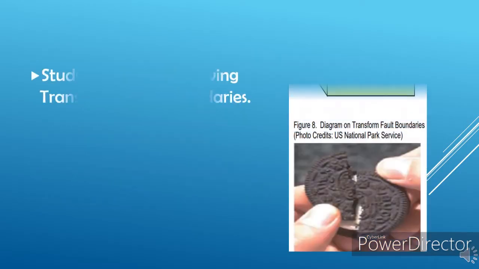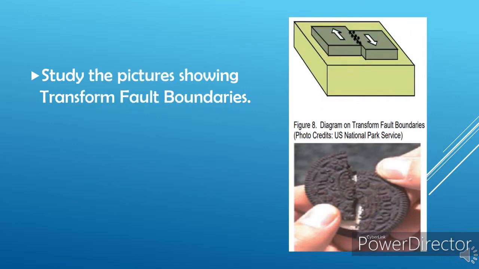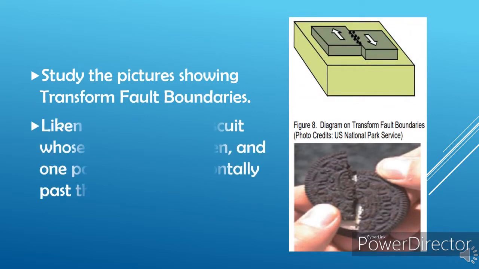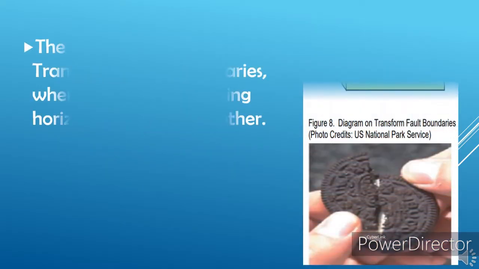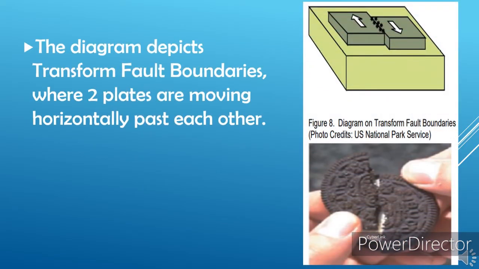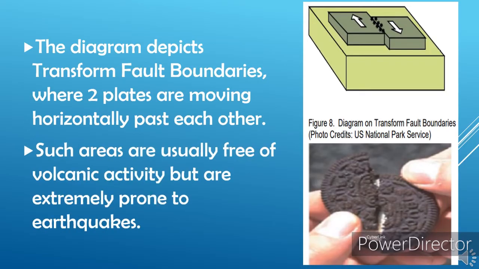Study the picture showing transform fault boundaries. Liken it to a piece of biscuit whose top layer is broken and one part is sliding horizontally past the other half. The diagram depicts transform fault boundaries where two plates are moving horizontally past each other. Such areas are usually free of volcanic activity but are extremely prone to earthquakes.